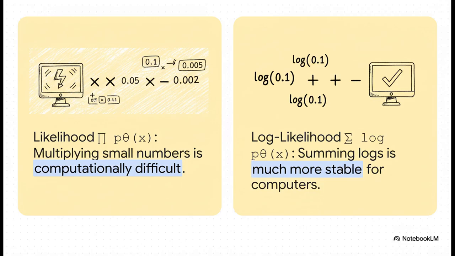Now, technically, likelihood is calculated by multiplying the probabilities of all our data points together. But multiplying tons and tons of tiny numbers between 0 and 1 is kind of a recipe for disaster on a computer. It can lead to errors. So we use a clever math trick. We use the log likelihood. Instead of multiplying all the probabilities, we add their logarithms. It's way more stable, and it leads us to the exact same best model.